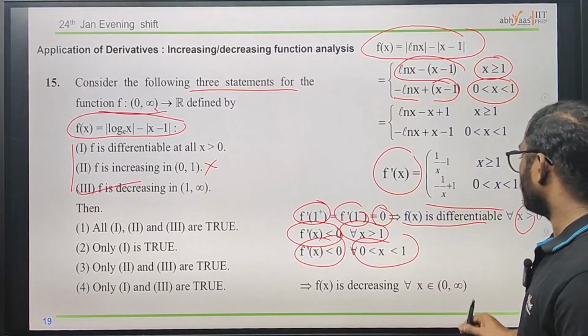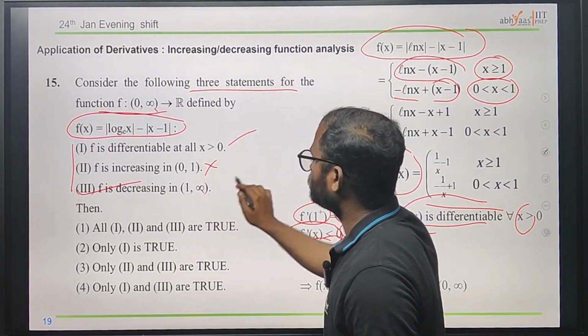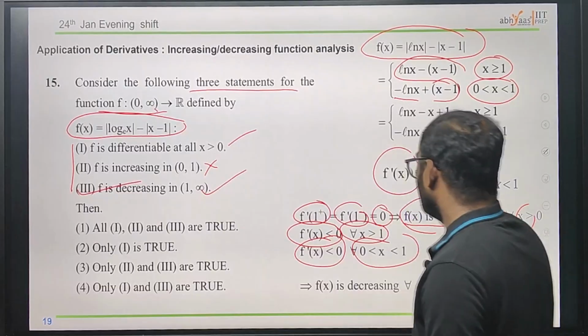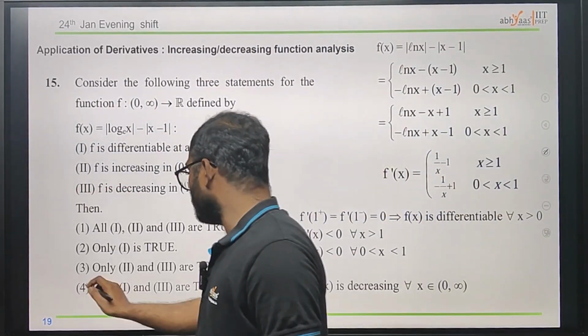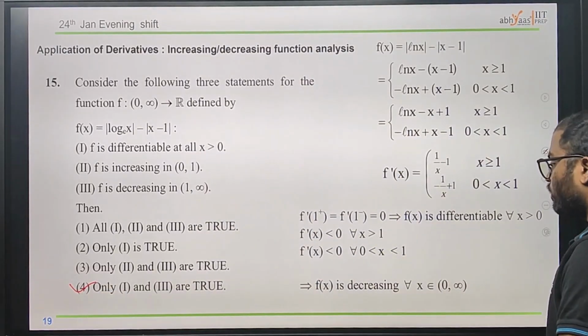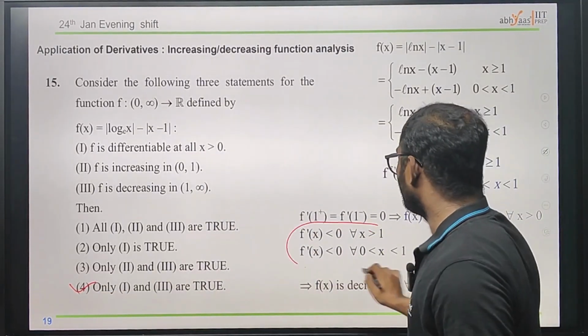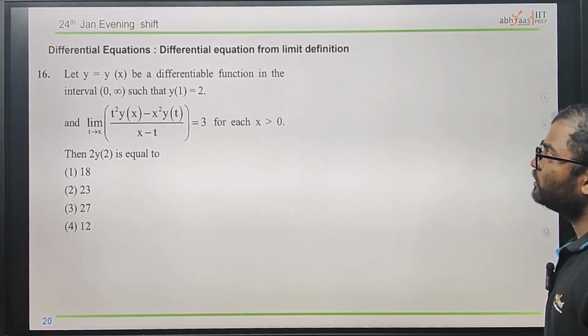I hope you understood. It is differentiable for x greater than 0, so these two statements are correct. By that we can easily say which option is the correct one, which is only 1 and 3. I hope you understand. We just check the critical points of this and also check the differentiability property with the definition.